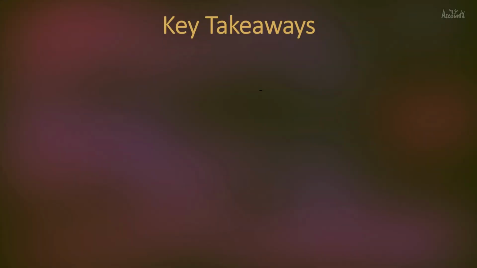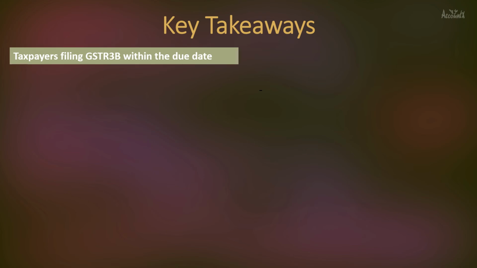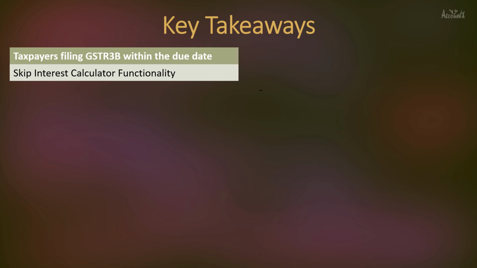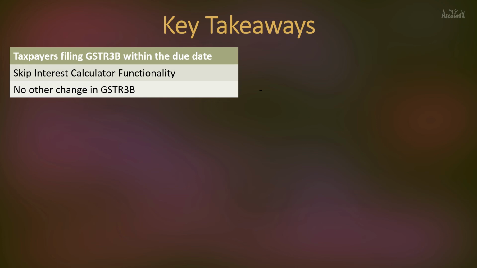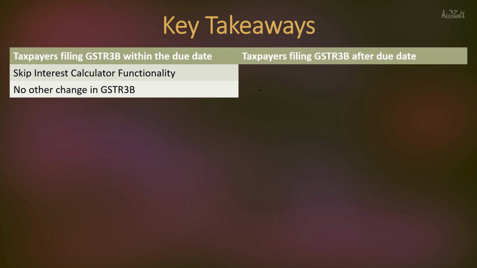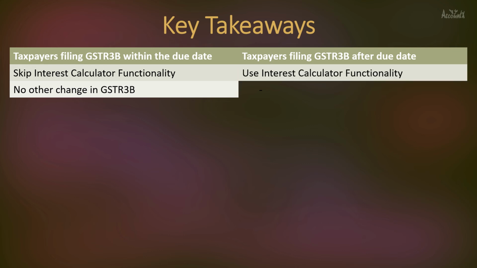So what are the key takeaways from this interest calculator functionality? First, for taxpayers who are filing GSTR3B within the due date, such taxpayers can skip this interest calculator functionality because no interest would be payable if you file your GSTR3B within the due date. No other change in GSTR3B for such taxpayers. For taxpayers who file their GSTR3B after the due date, this interest calculator functionality would be useful.